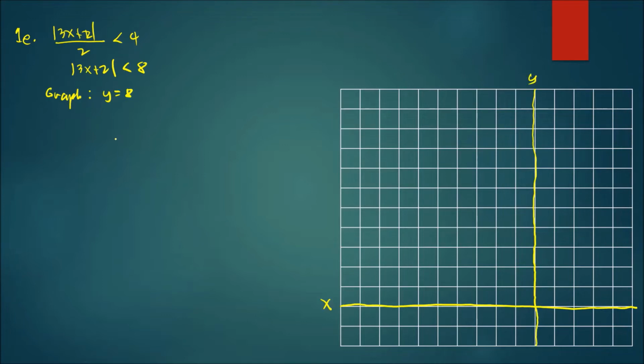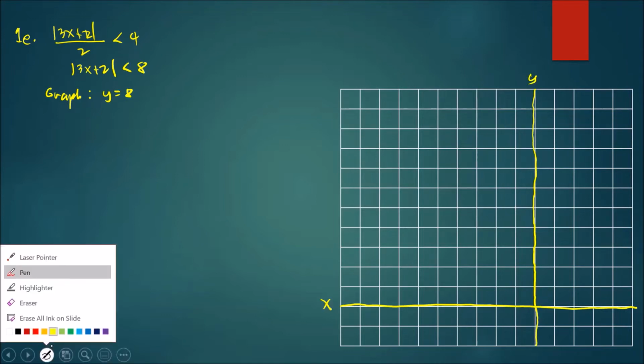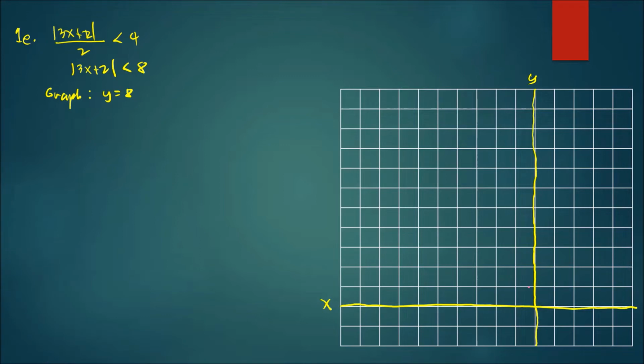Okay, so where is y equal to 8? Let's graph that. So we have 1, 2, 3, 4, 5, 6, 7, 8. So this is our line, y is equal to 8. Then we also need to graph the modulus of 3x plus 2.